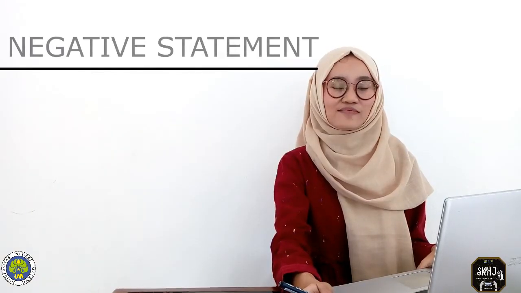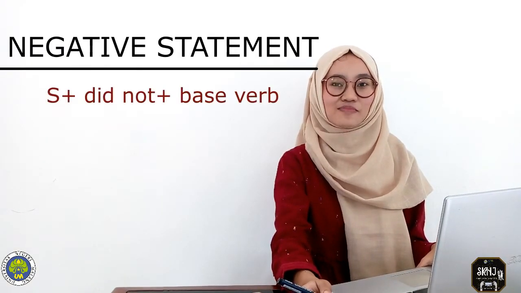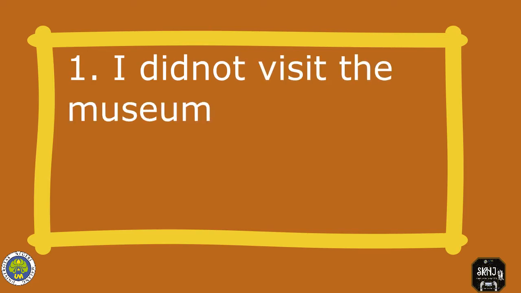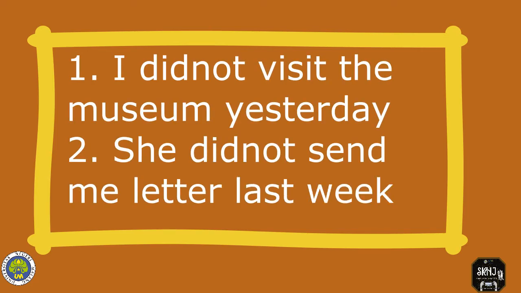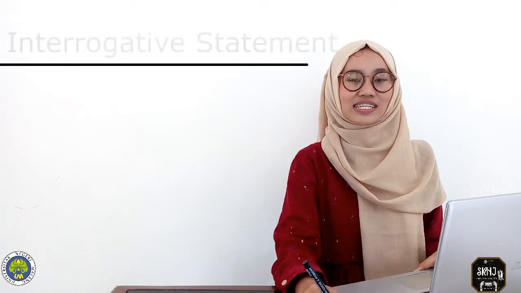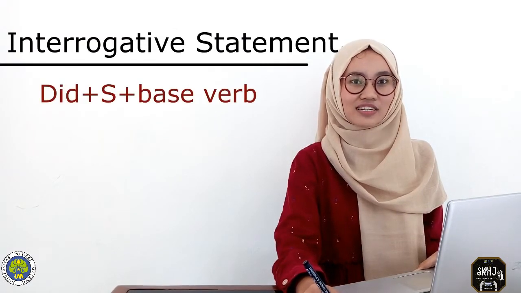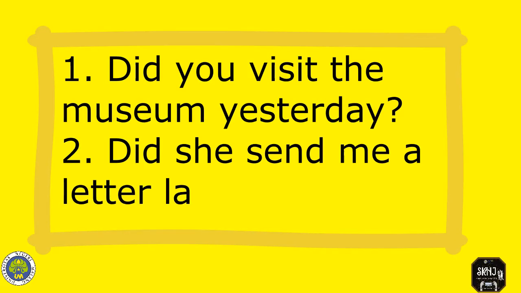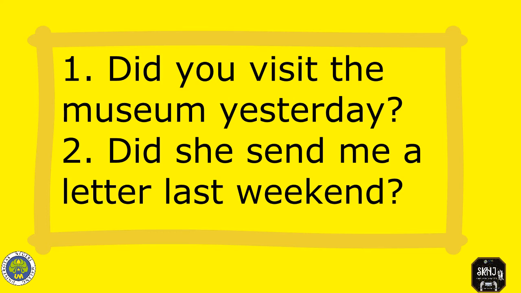While to make a negative past statement, you can apply this pattern: subject plus did not plus verb in the base form. The examples are: I did not visit the museum yesterday, and she did not send me a letter last week. While to make an interrogative sentence or question sentence, you can apply this pattern: did plus subject plus verb in the base form. The examples are: did you visit the museum yesterday, and did she send me a letter last weekend?